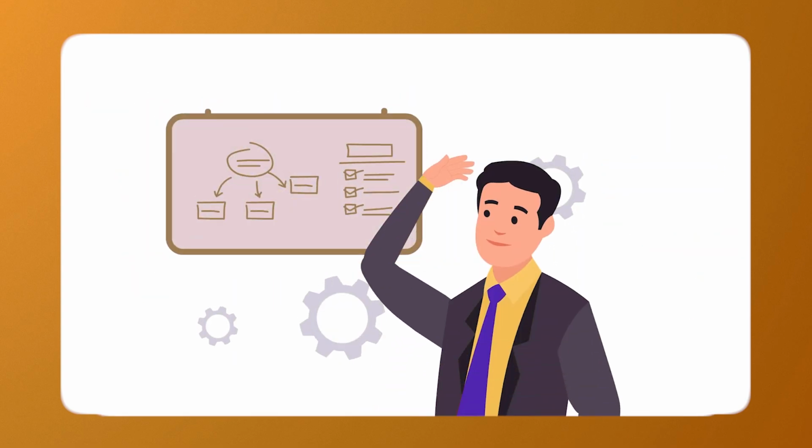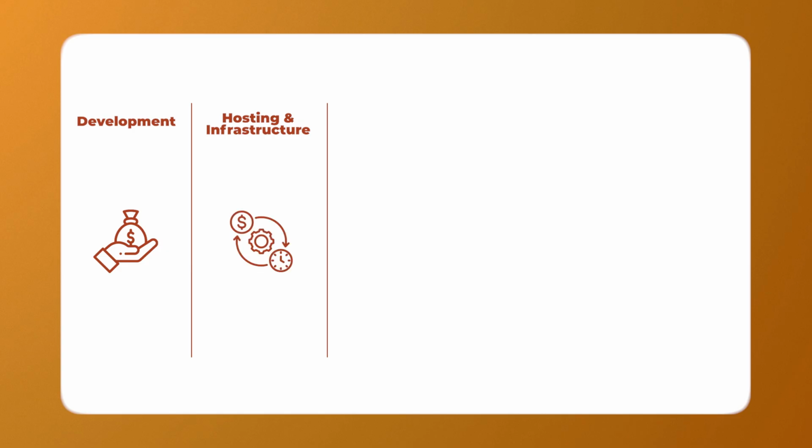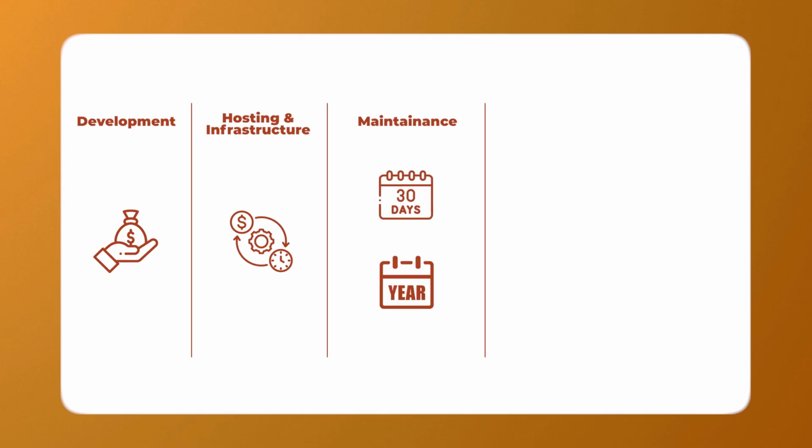Here's a simple breakdown of what this looks like in action. Development is usually a one-time cost. In terms of hosting and infrastructure, we have a recurring cost, which typically tends to be monthly. In terms of maintenance, that also tends to be monthly or annually.